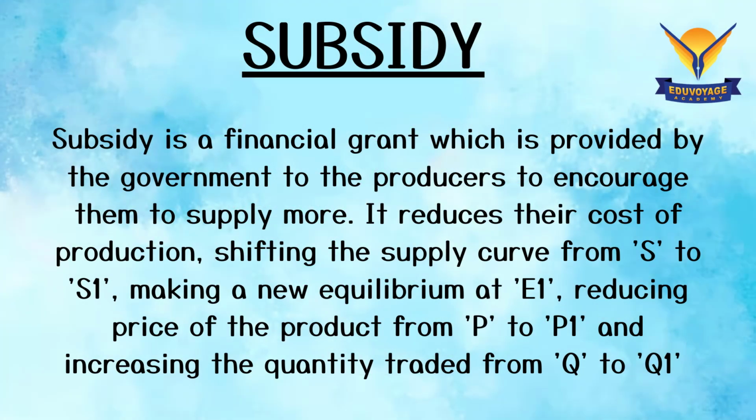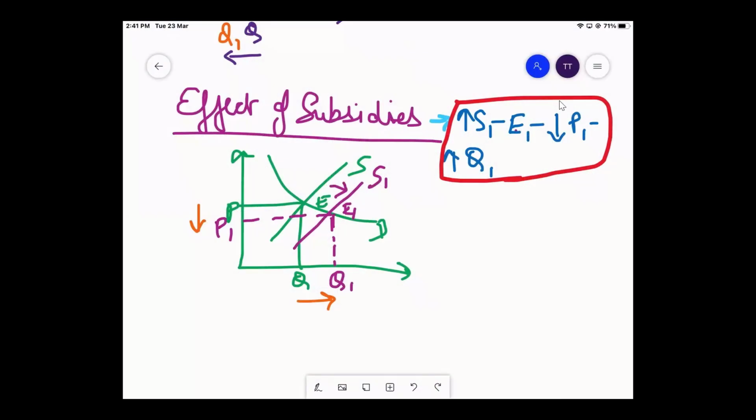A subsidy is a grant given by the government to the producer to encourage him to supply more. It reduces his cost of production. It will shift the supply curve from S to S1, making a new equilibrium at E1, which will reduce the price of the product from P to P1 and increase the quantity traded from Q to Q1, 4 on 4, or if it's 6 marks, 6 on 6.